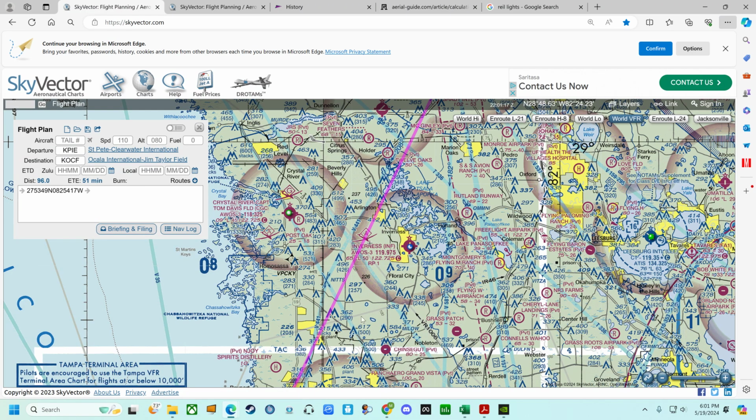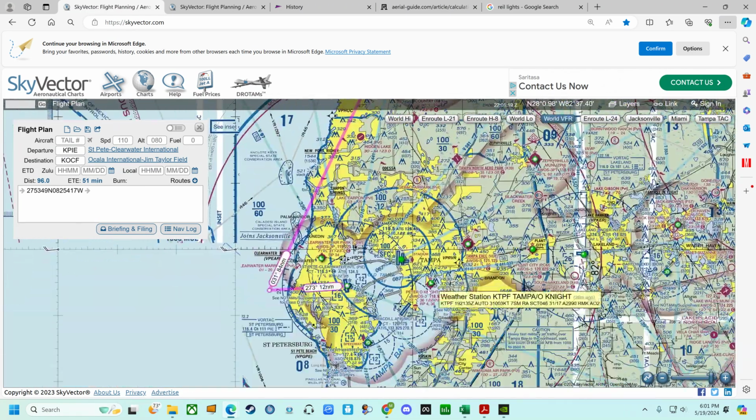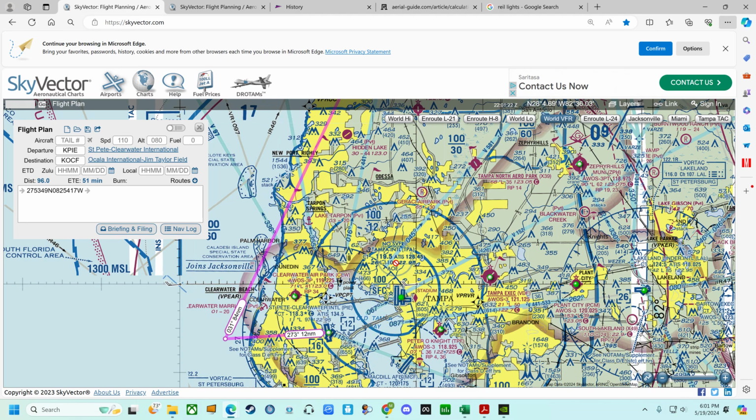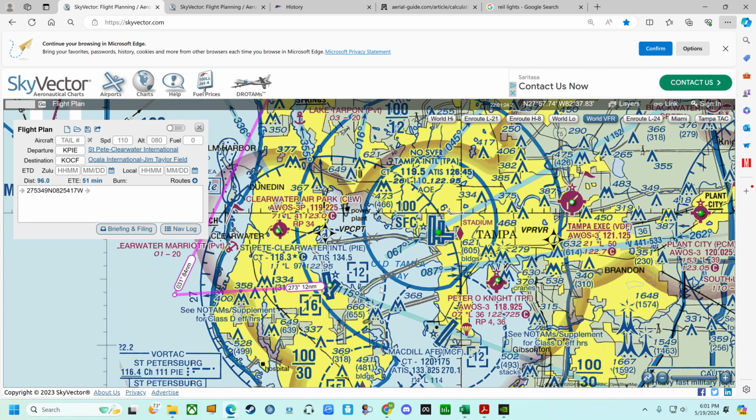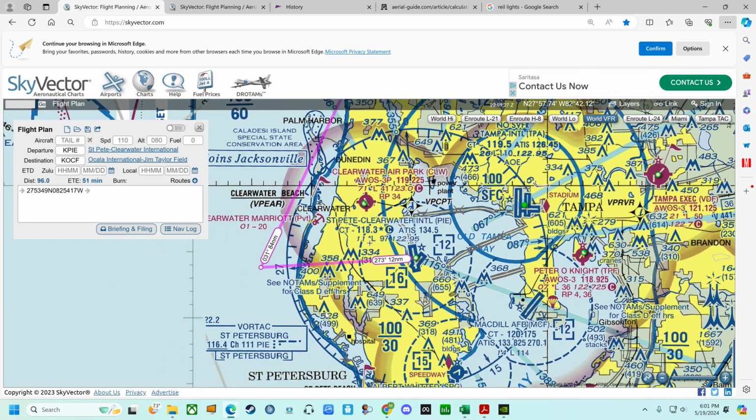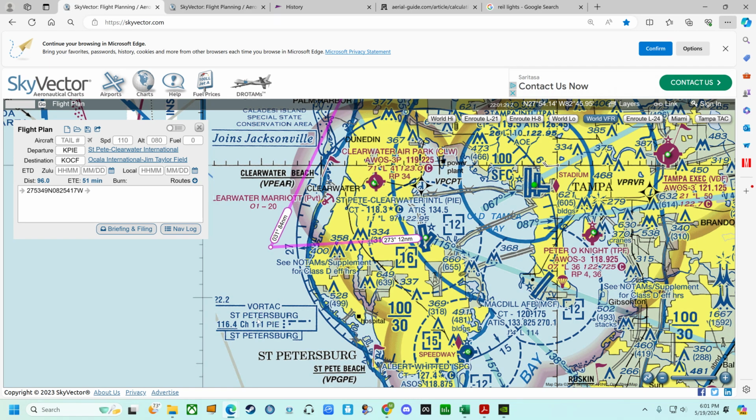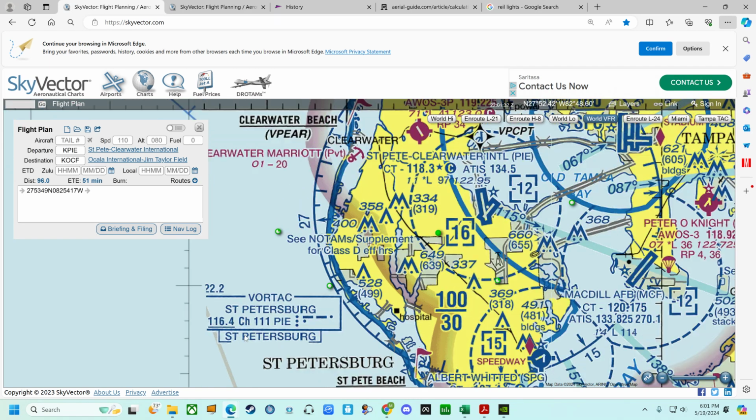Victor Airways, for anybody who doesn't know, are generated by the VORs, right? So there is a VOR here, or excuse me, a VORTAC at St. Petersburg. If you want to tune to that one, you would put 116.4 in your nav radio. If you're using a glass cockpit, the identifier should come up, PIE. If you're not, you should hear the Morse code identifier to make sure you're correctly tuned into the VOR.